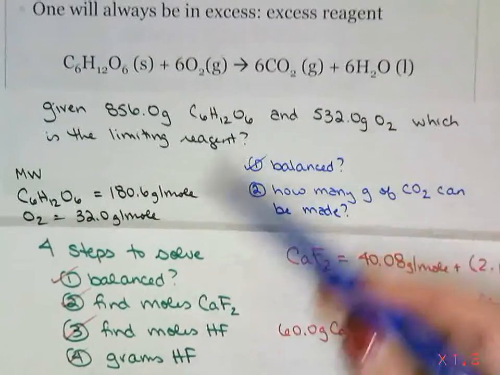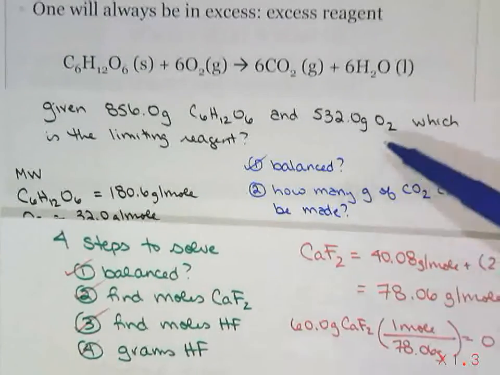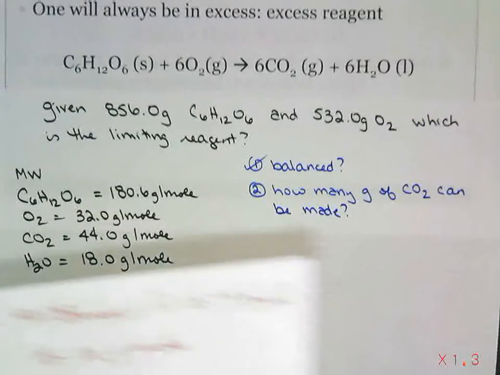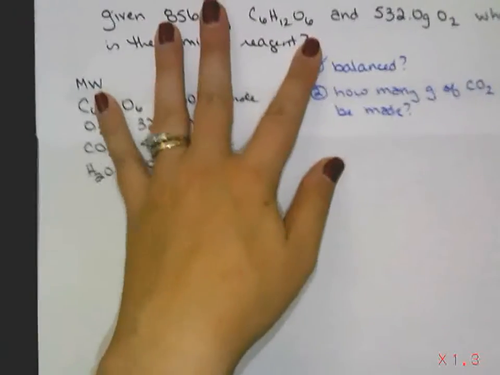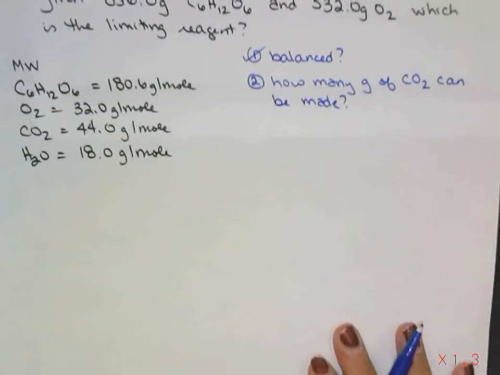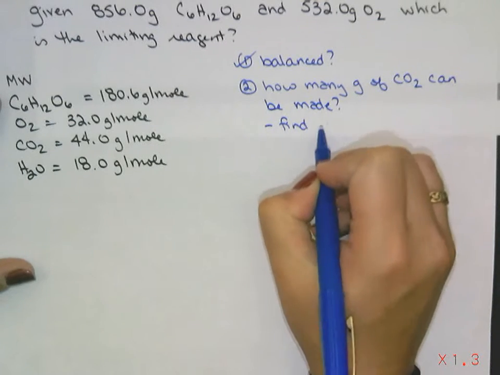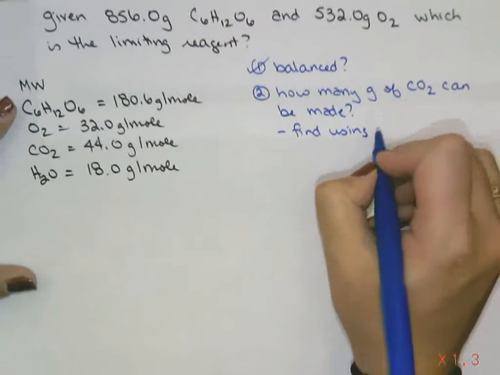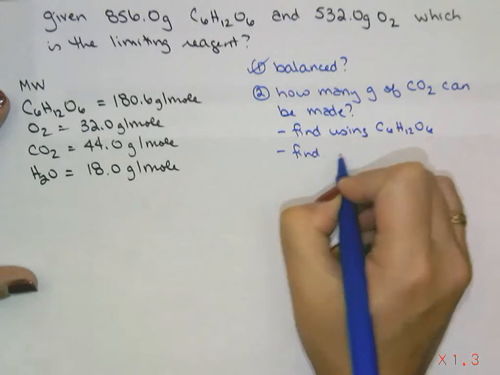Then we do it again. Then we do it for the oxygen. Find moles of oxygen, moles of carbon dioxide, grams of carbon dioxide. And we'll see who makes the least. And whoever makes the least is our limiting reagent. So I'll give you guys like a 2-minute head start. You can certainly double check with the people around you.